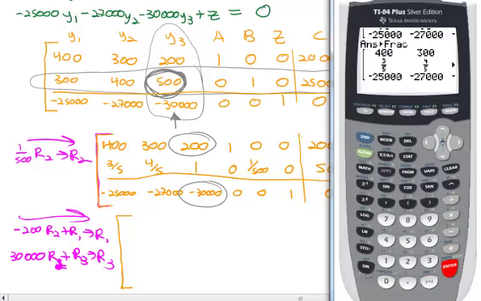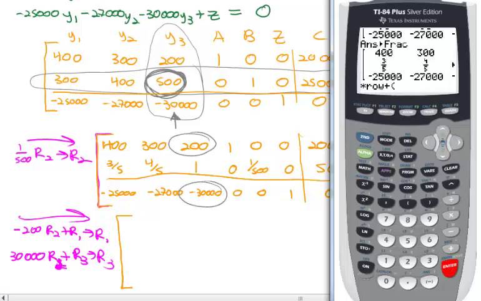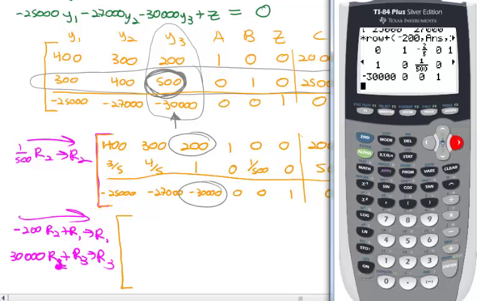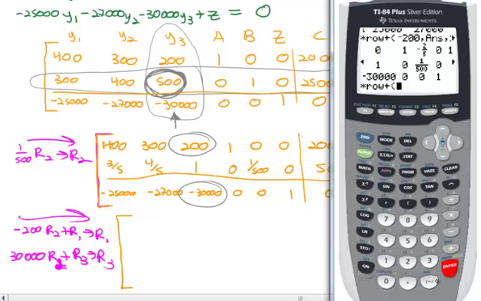And when we do that, second matrix. We'll go over to do math, scroll up 1, we're going to multiply and add negative 200, comma, times the previous matrix in row 2, and we're going to add it to row 1. We should see a 0 now if we scroll over a bit. Yep, 0. So second matrix, do math, up, we're going to add and multiply, and we're also going to do 30,000 times the previous matrix in row 2, and we're going to add it to row 3.